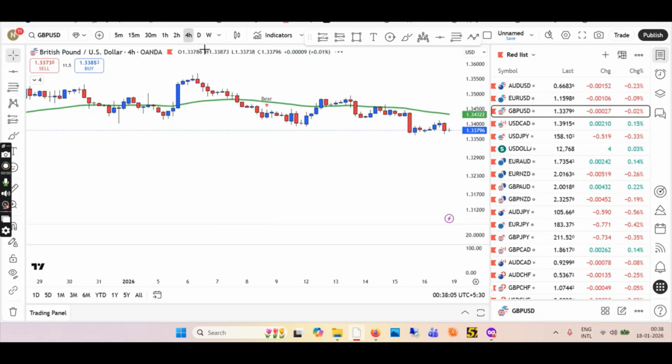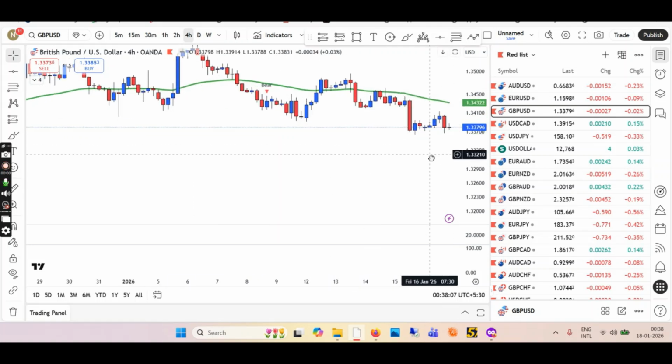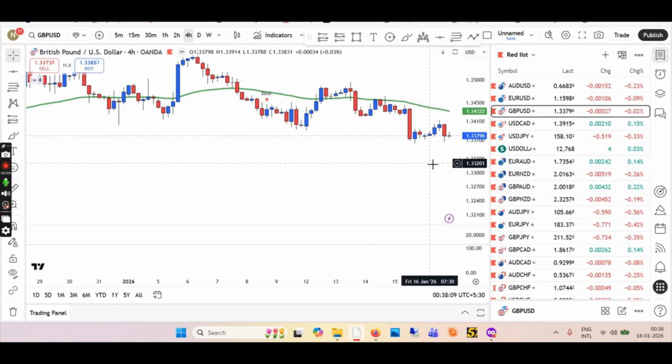Okay, 4 hour is what we got. 4 hour is this. I think we have the fuel to go down another 50 pips. In GBP USD we can go down 50 pips. The only question is when. I think instantly. Okay, I think this was your move.